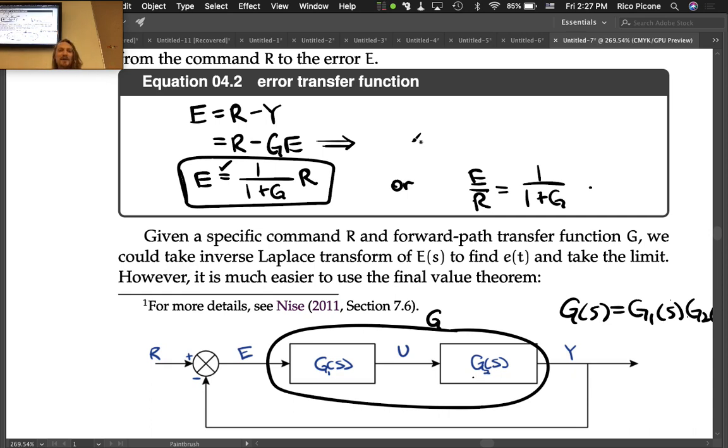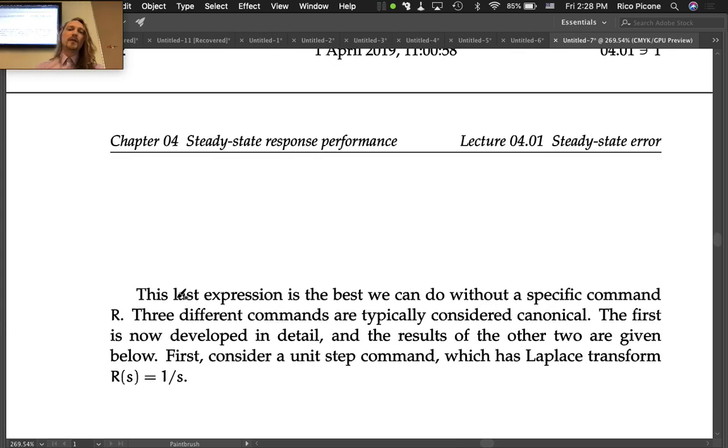Okay, given a specific command R and forward path transfer function G, we could take that inverse Laplace transform and then take the limit. However, it is much easier to use the final value theorem, which is what we'll do. And we see that, as we wrote above, the steady state error is the limit as s goes to 0 of s E(s). We have an expression now for E(s).